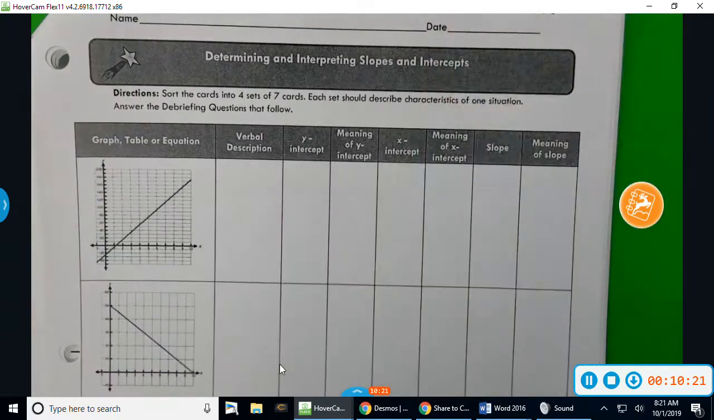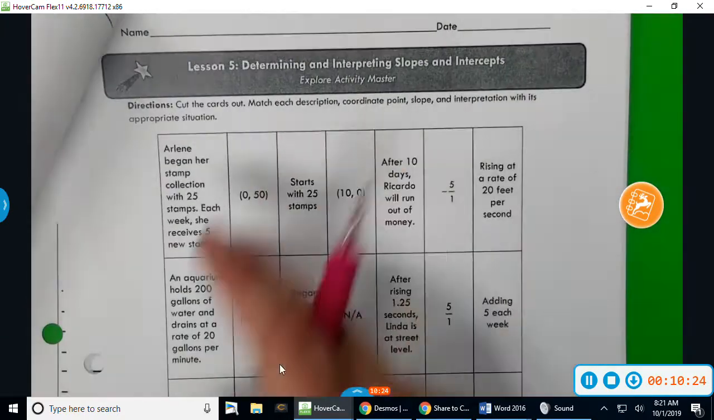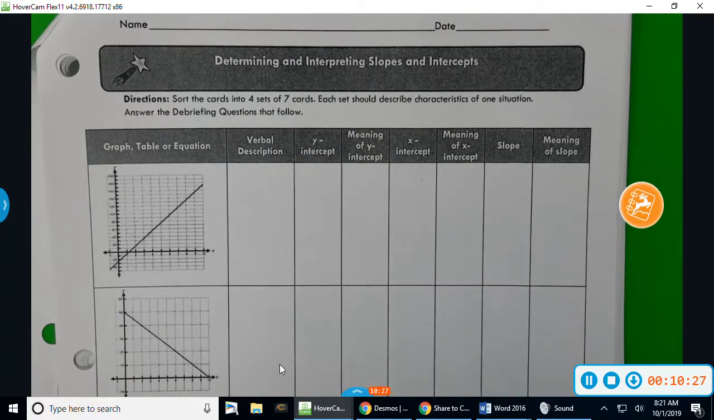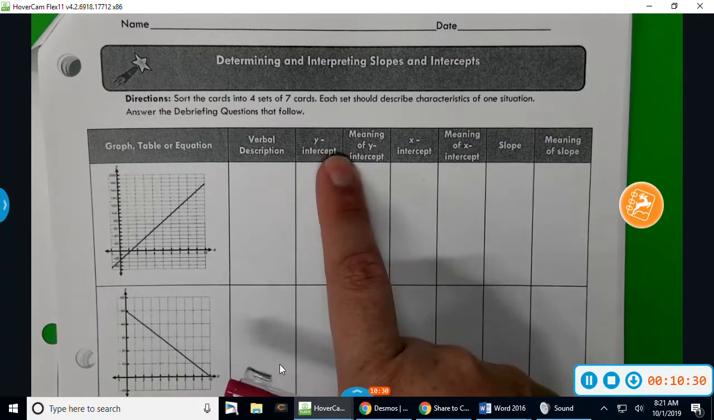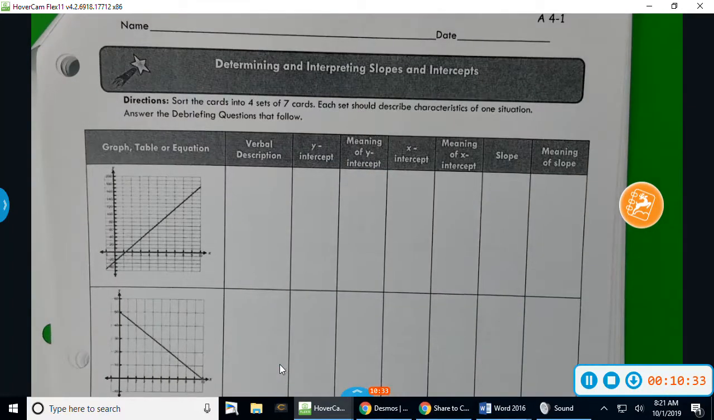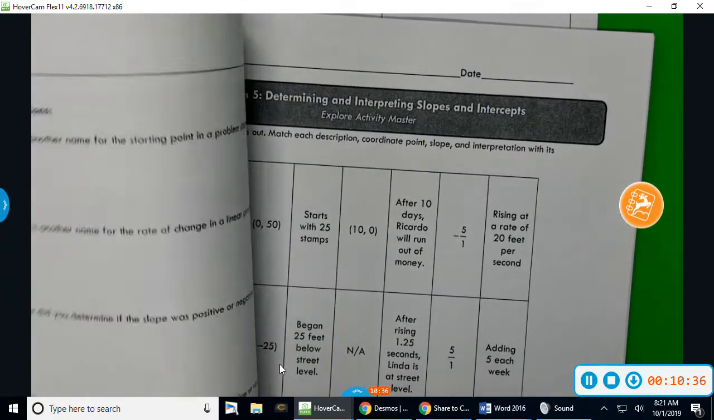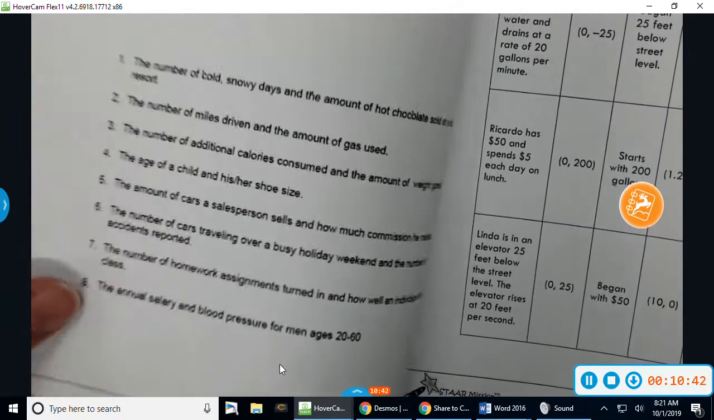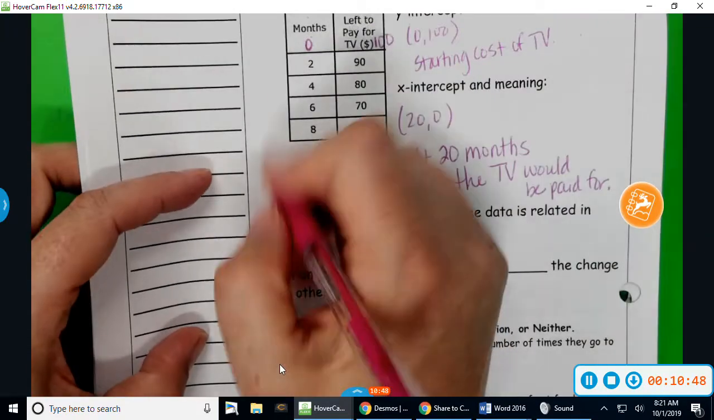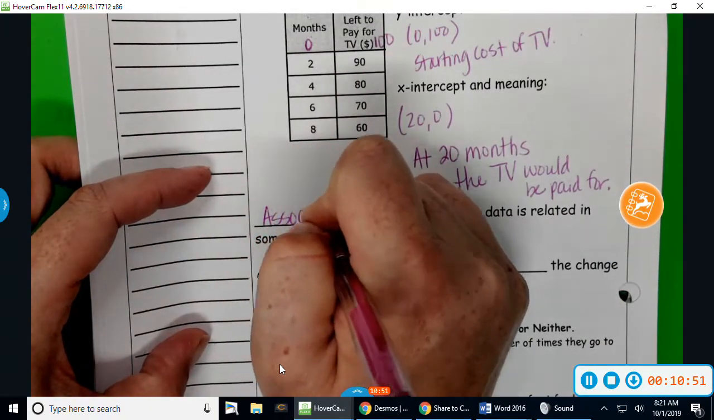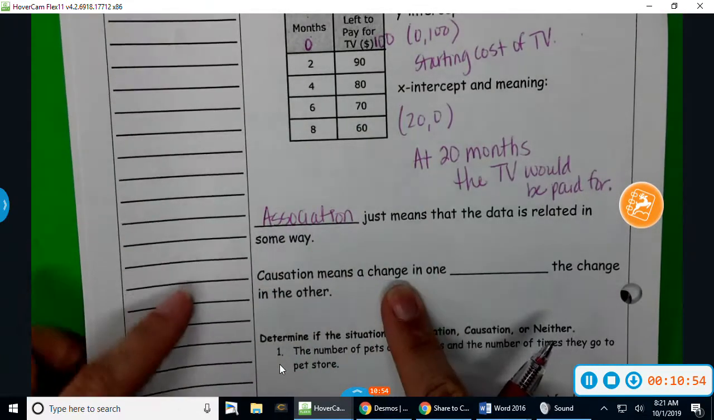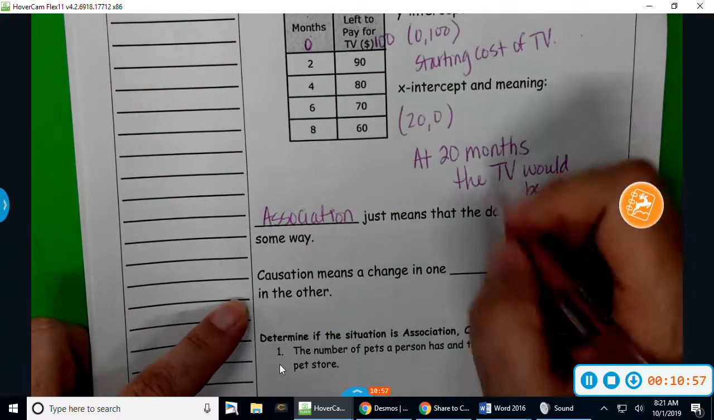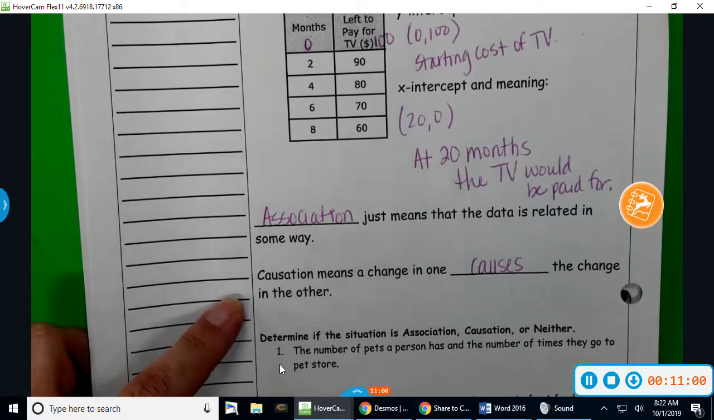Today what y'all are going to do is you're going to take this digital file, and you're going to slide these onto this file and make a match with the verbal description, the y-intercept, and the meaning of the y-intercept. Okay, once you're finished with that, on the back there's a discussion about causal and association, and you're going to answer those questions and decide whether it's causation or association. So let's talk about what that means. Association means that the data is related in some way, but causation means a change in one causes the change in the other.